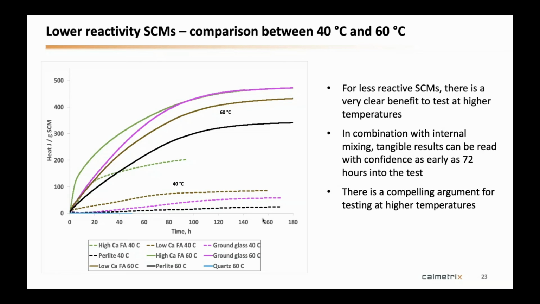Now, on top of that, the 60-degree thing about activating those materials is not completely stupid as a temperature, because this is the kind of temperature you would easily reach when you have mass concrete and it's an insulated environment. You would actually go up there. So it represents quite well what happens and how reactive these materials are in the real world.